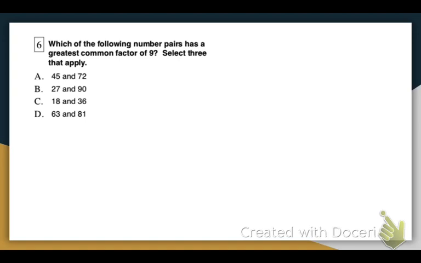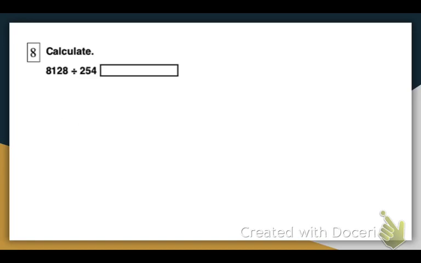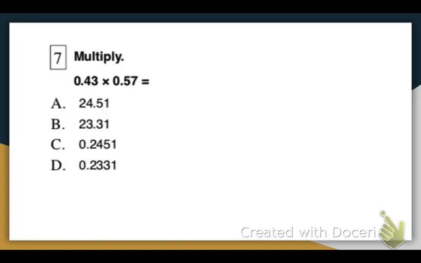Okay, problem 6. Which of the following number pairs has a greatest common factor of 9? And you had to, again, select 3. So I know that I'm going to be working with 9. So I'm going to try, whoops, sorry. Always do that.